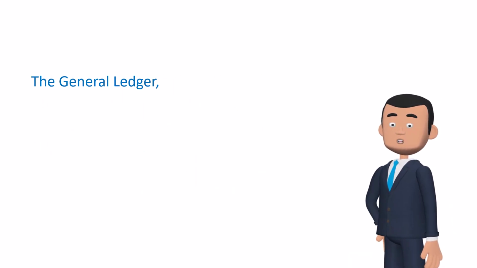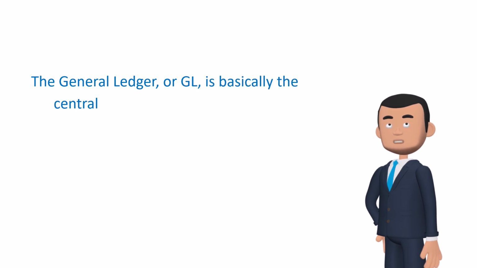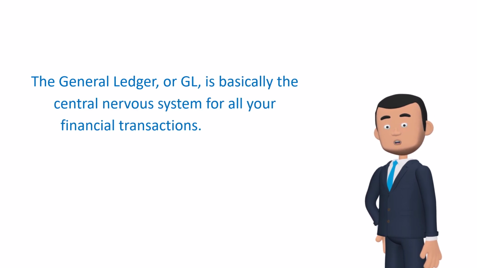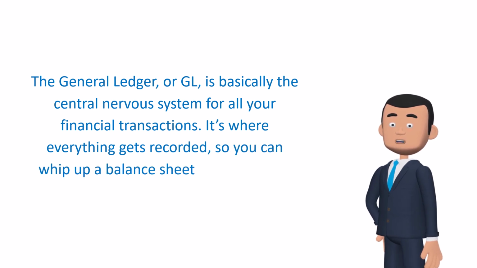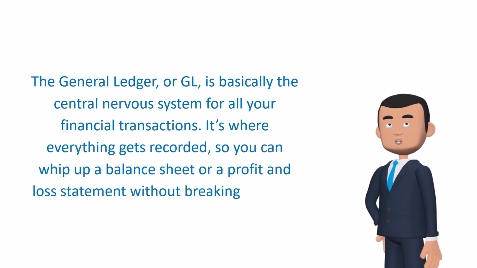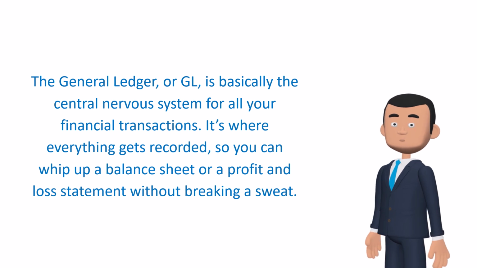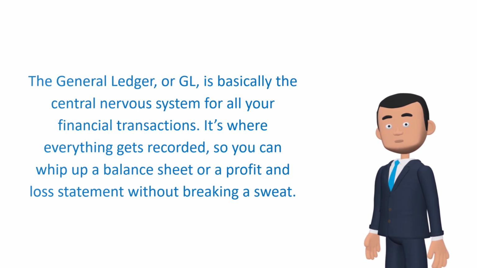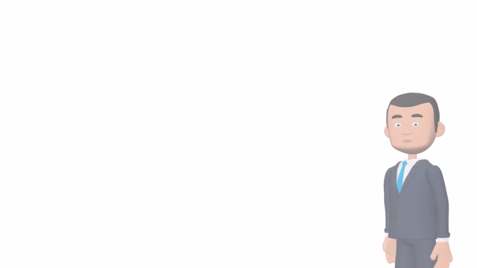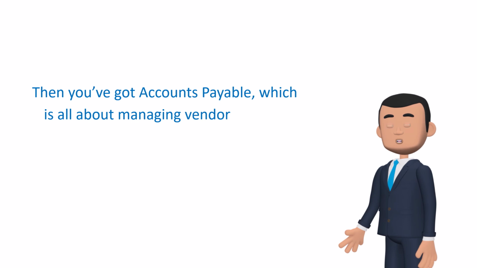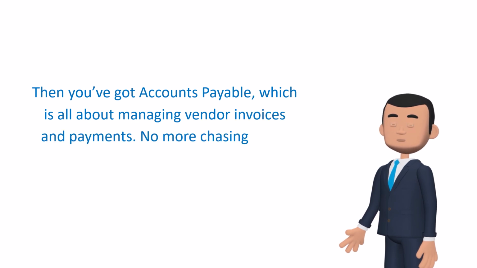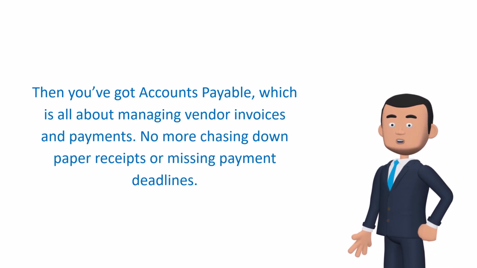The general ledger, or GL, is basically the central nervous system for all your financial transactions. It's where everything gets recorded, so you can whip up a balance sheet or a profit and loss statement without breaking a sweat. Then you've got accounts payable, which is all about managing vendor invoices and payments. No more chasing down paper receipts or missing payment deadlines.